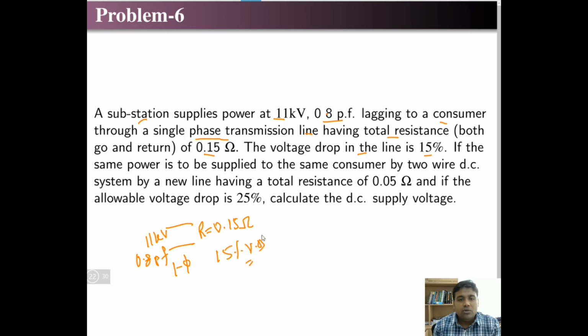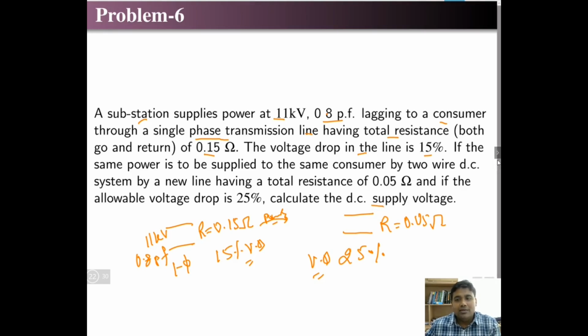Now, whatever power you are getting from here, if the same power is supplied to a 2-wire DC system by a new line whose resistance is equal to 0.05 with an allowable voltage drop of 25%. So this is the voltage drop now. Calculate the DC supply voltage. So you have to determine the DC voltage.